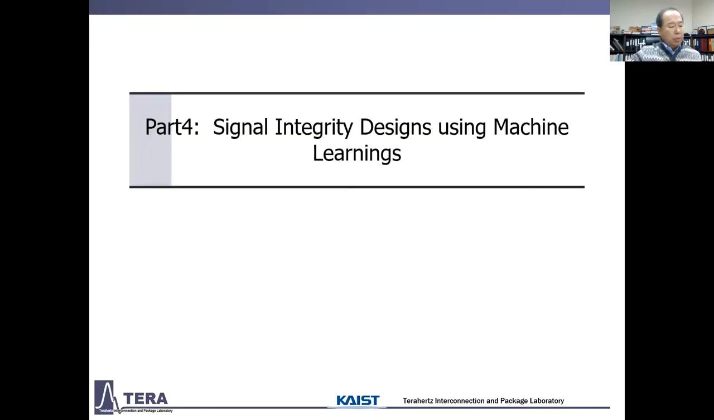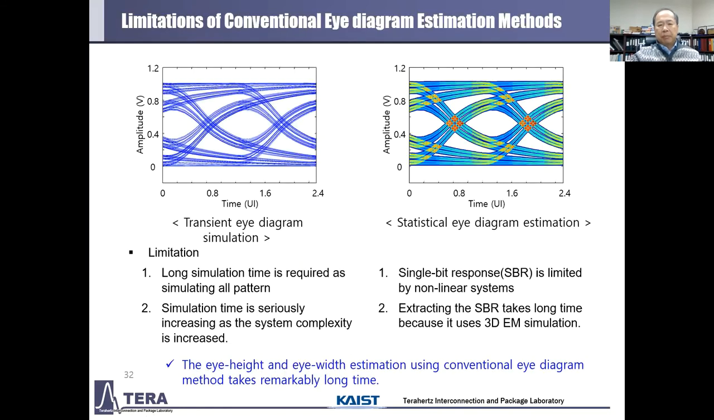Now, I'd like to go into the signal integrity design using machine learning. When we want to ensure signal integrity, we do a lot of eye diagram simulations. One of them is the transient eye diagram simulation, and the other approach is statistical eye diagram estimation. But it takes a long time and a lot of power consumption. So our group wants to develop a neural network to do these eye diagram simulations.